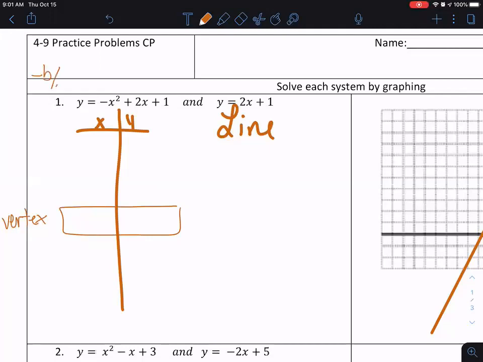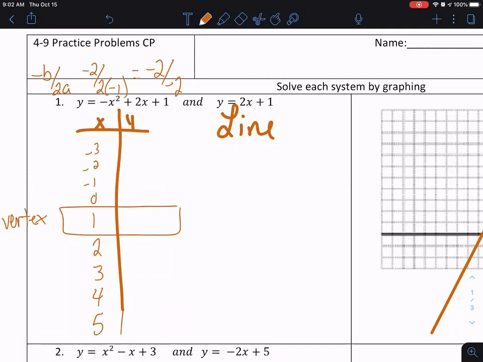Yeah, opposite b over 2a, which in this case is opposite what? Opposite 2 over 2 times what? Okay, a is -1. So that's opposite 2 over -2. What's -2 over -2? 1. So you're going to do 1, 2, 3, 4, maybe even 5, depending on how many you need. You need to get them to touch.